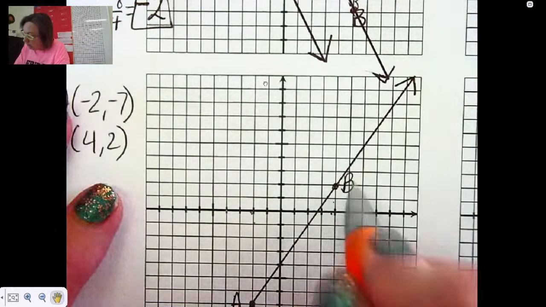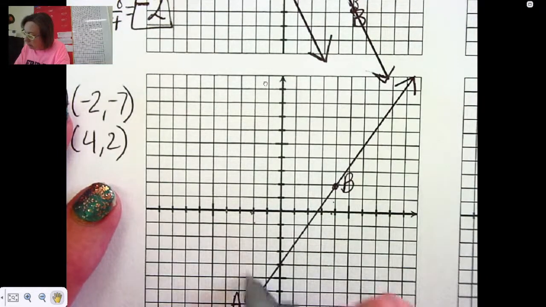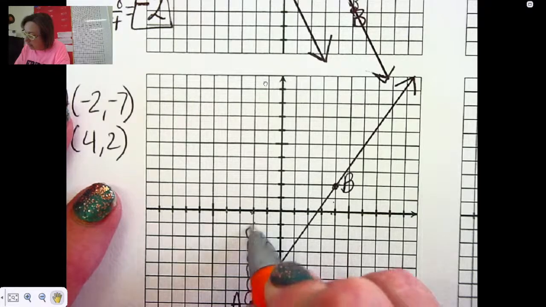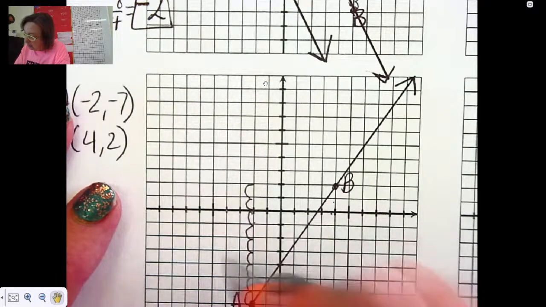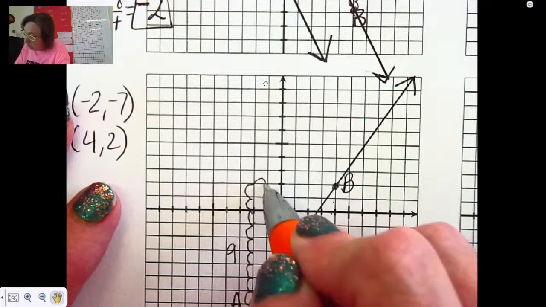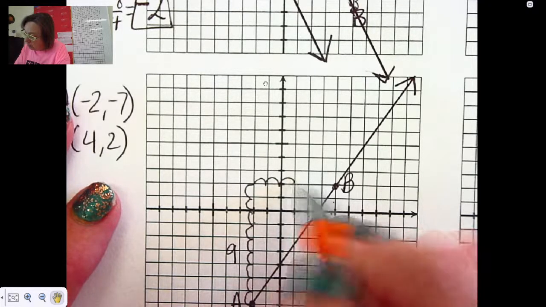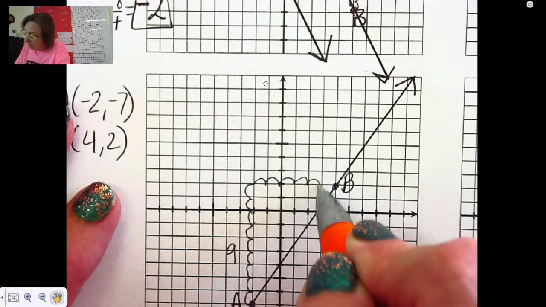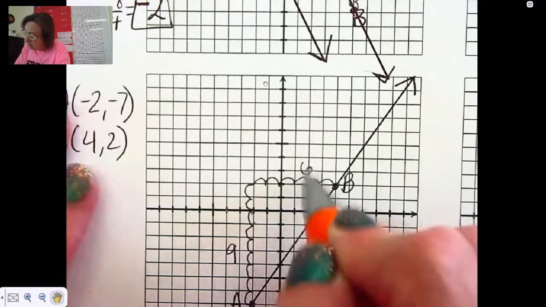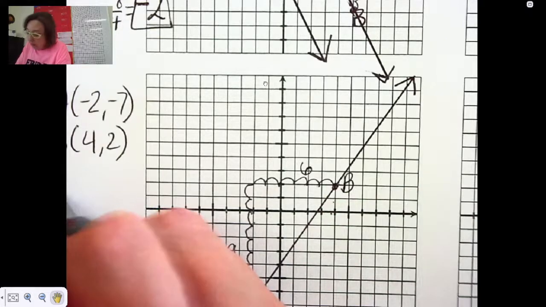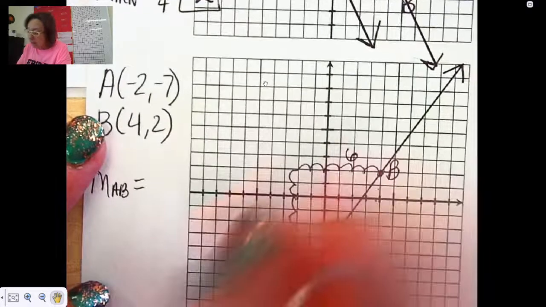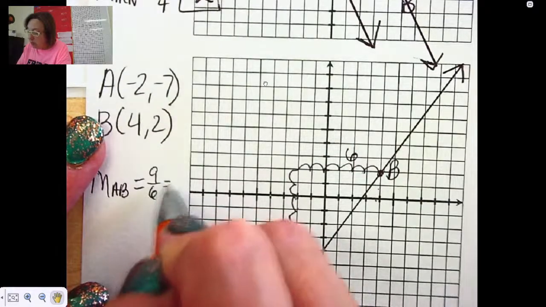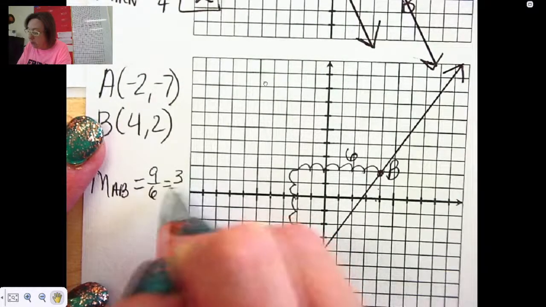So I'm going to count from A to B. Up 1, 2, 3, 4, 5, 6, 7, 8, 9. And then over 1, 2, 3, 4, 5, 6. So my slope of AB is going to be 9/6, which simplifies to 3/2.